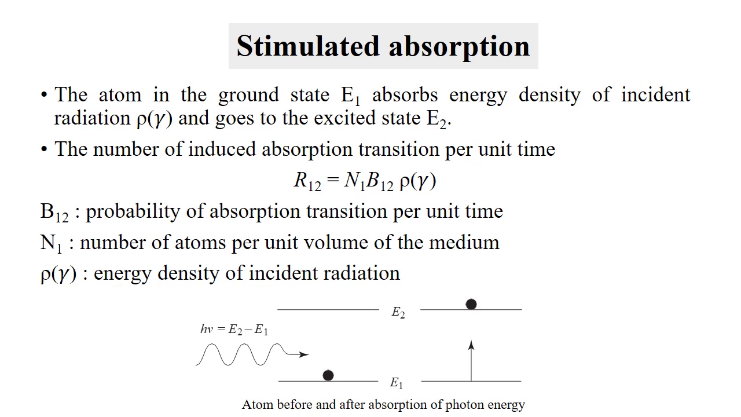In this diagram, this is a lower energy level E1 where the atom is, and if an incident photon having energy equal to the difference in energy between E2 and E1 is incident, this photon will be absorbed by the atom and it will go to the upper energy state. This process is called stimulated absorption.